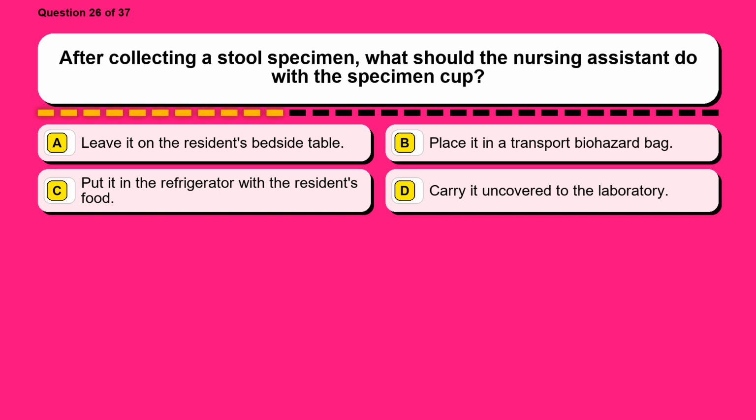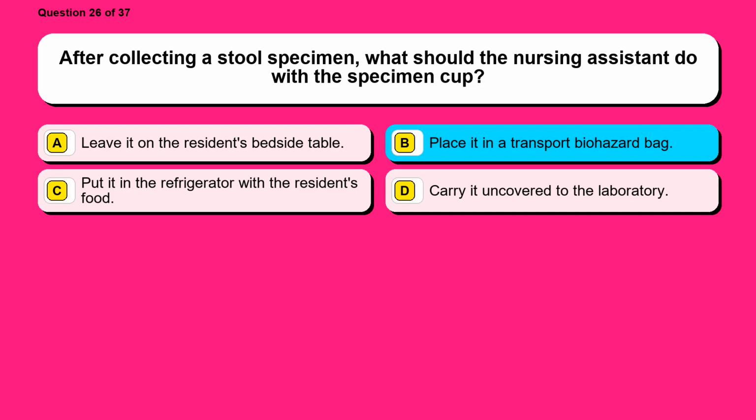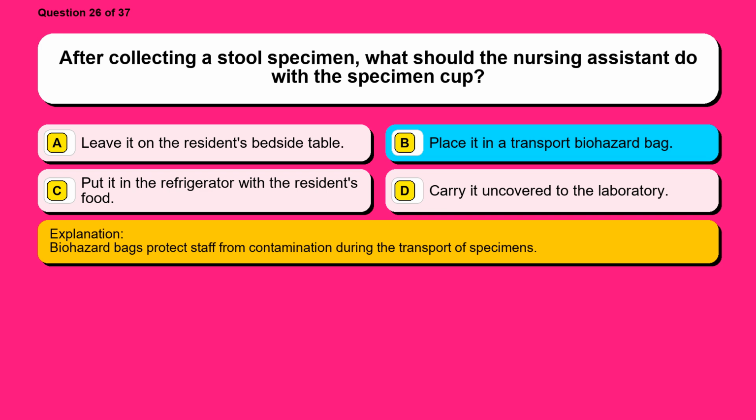Option A, leave it on the resident's bedside table. Option B, place it in a transport biohazard bag. Option C, put it in the refrigerator with the resident's food. Option D, carry it uncovered to the laboratory. The correct answer is option B, place it in a transport biohazard bag. Biohazard bags protect staff from contamination during the transport of specimens.